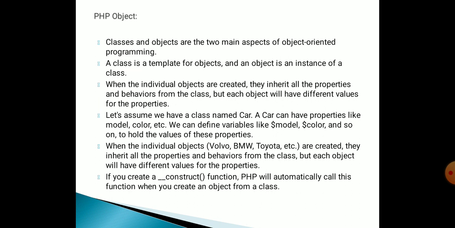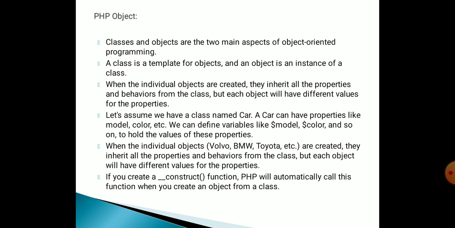Classes and PHP objects. Classes and objects are the two main aspects of object-oriented programming. A class is a template for objects, and an object is an instance of a class. When individual objects are created, they inherit all the properties and behaviors from the class, but each object will have different values for the properties.